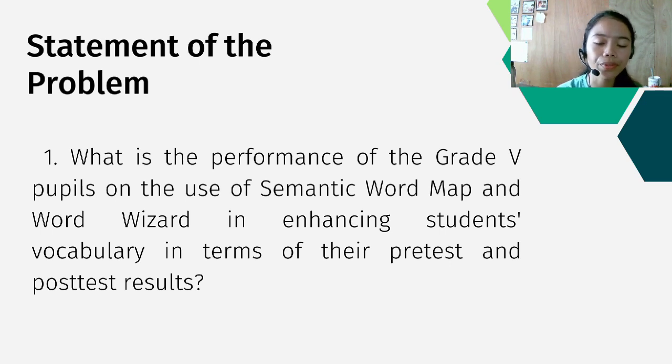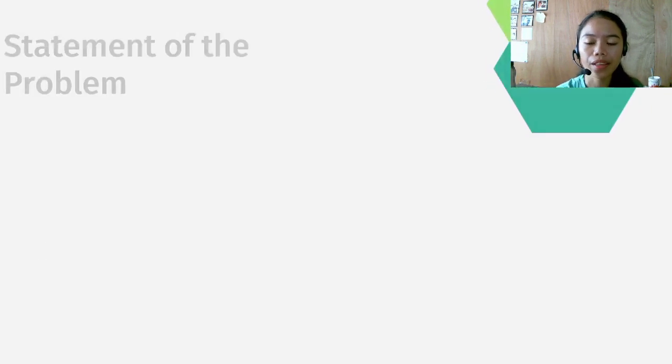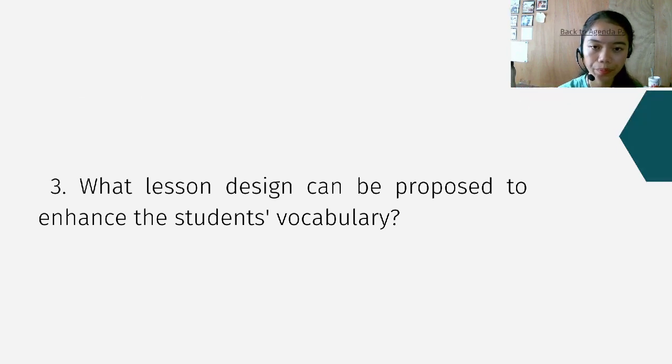First is, what is the performance of the grade 5 pupils on the use of semantic word map and word wizard in enhancing students' vocabulary in terms of their pre-test and post-test results? Second, is there a significant difference in the performance of the pupils using the two strategies, the semantic word map and word wizard, based on their pre-test and post-test scores and between post-test results? And third, what lesson design can be proposed to enhance the students' vocabulary?